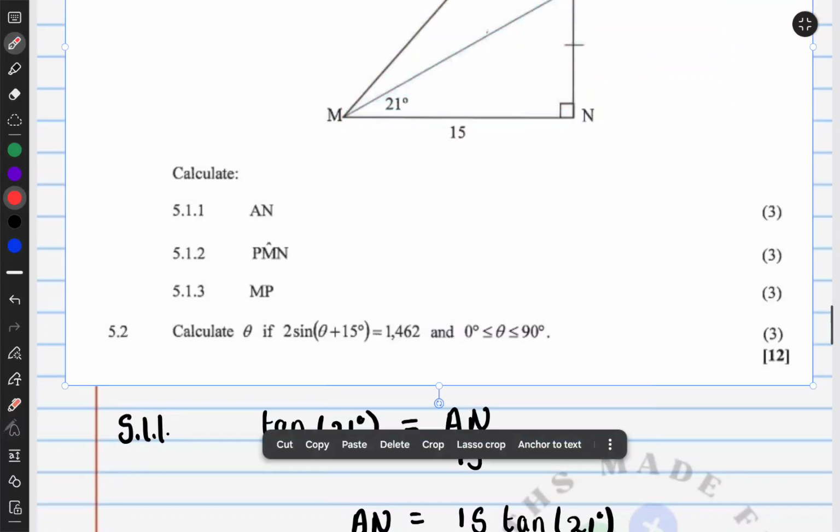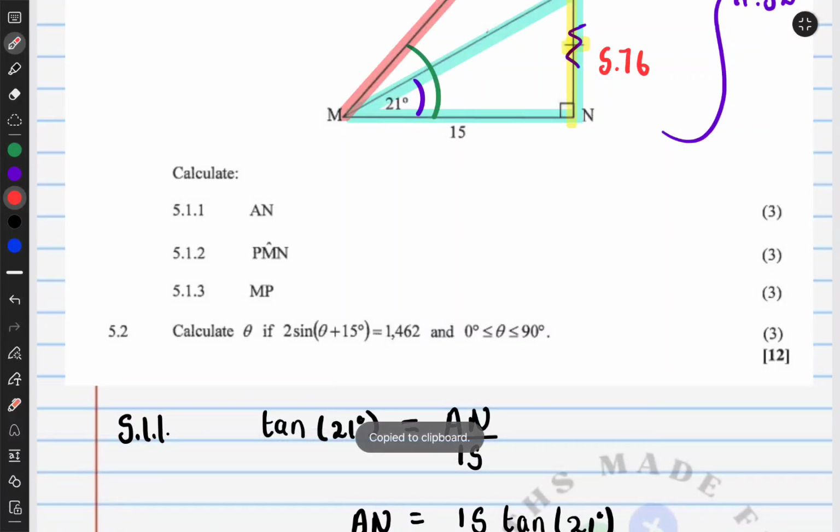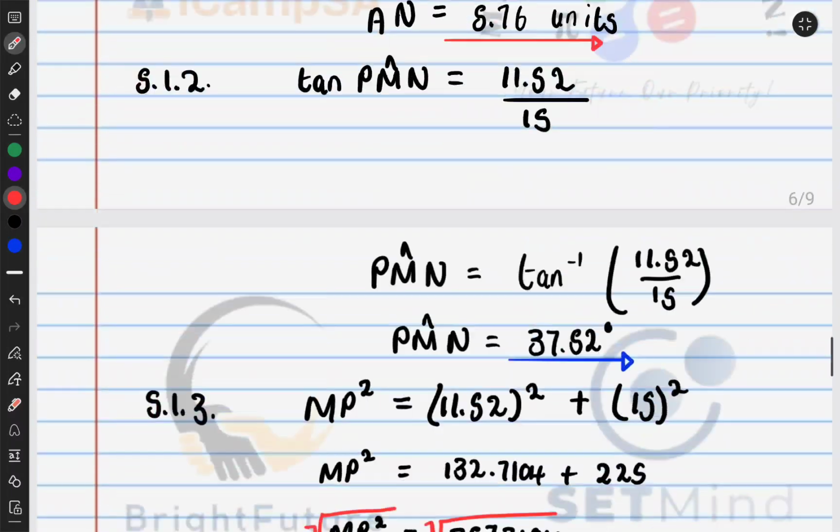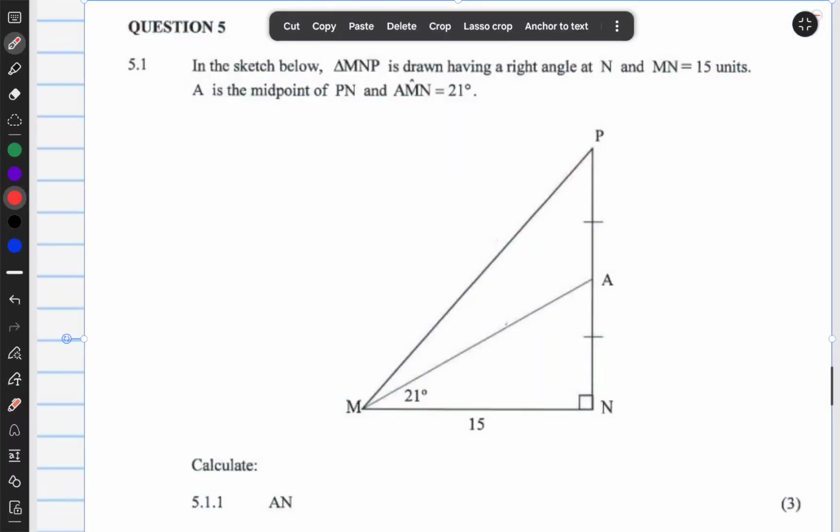And that is the answer for 5.1.3. Okay, for 5.2, calculate theta. If we have those conditions, first thing first, let's put it here.